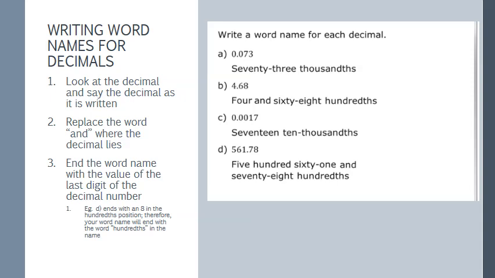So we're going to write out 73 as a decimal number, 73, and then we have to just end it with the value of the last number 3, which is thousandths. So we actually say this as 73 thousandths.